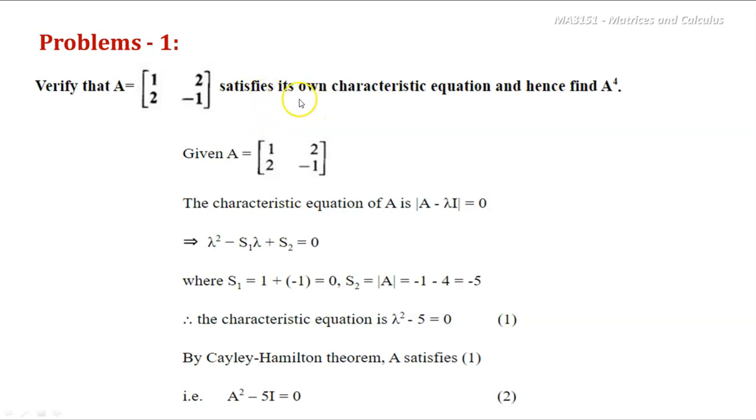Now we need to verify that the matrix satisfies its own characteristic equation. That means instead of lambda, you have to substitute A. Then we get A square minus 5I equal to 0. Now we are going to verify whether this equation is true or not.